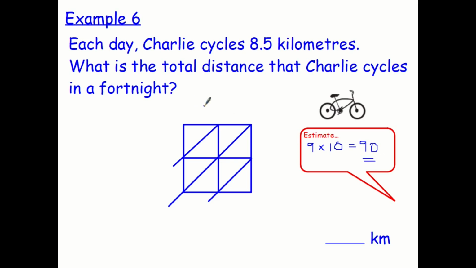So 8.5, my 8 and the 5 go here. Just ignore the decimal point for the moment. I'm going to have 14 down here because a fortnight is 14 days. 5 times 1 is 5, so 0 tens and 5 units. 5 times 4 is 20. 8 times 1 is 8. And 8 times 4 is 32.